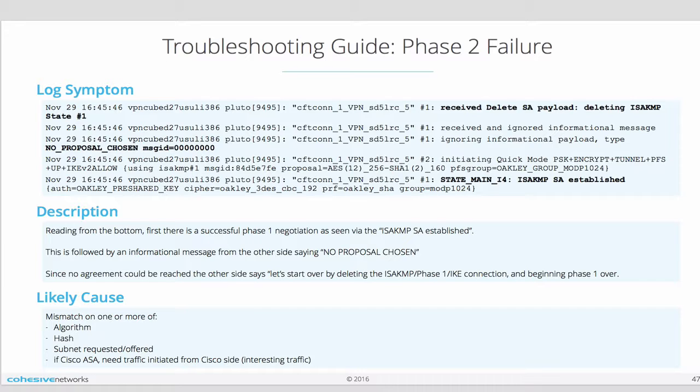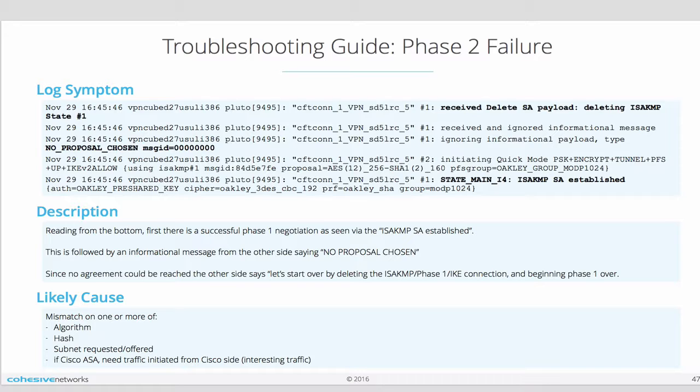Phase two failure is similar. The no proposal chosen is going to be a number of things. We see that the phase one negotiation was successful, but then we immediately get a delete SA. So we matched, we attempted to do phase two, and the other side says delete your phase one. More often than not, that means that there was a failure getting phase two to agree. If you see the delete SAs, it usually means that the phase two couldn't agree.